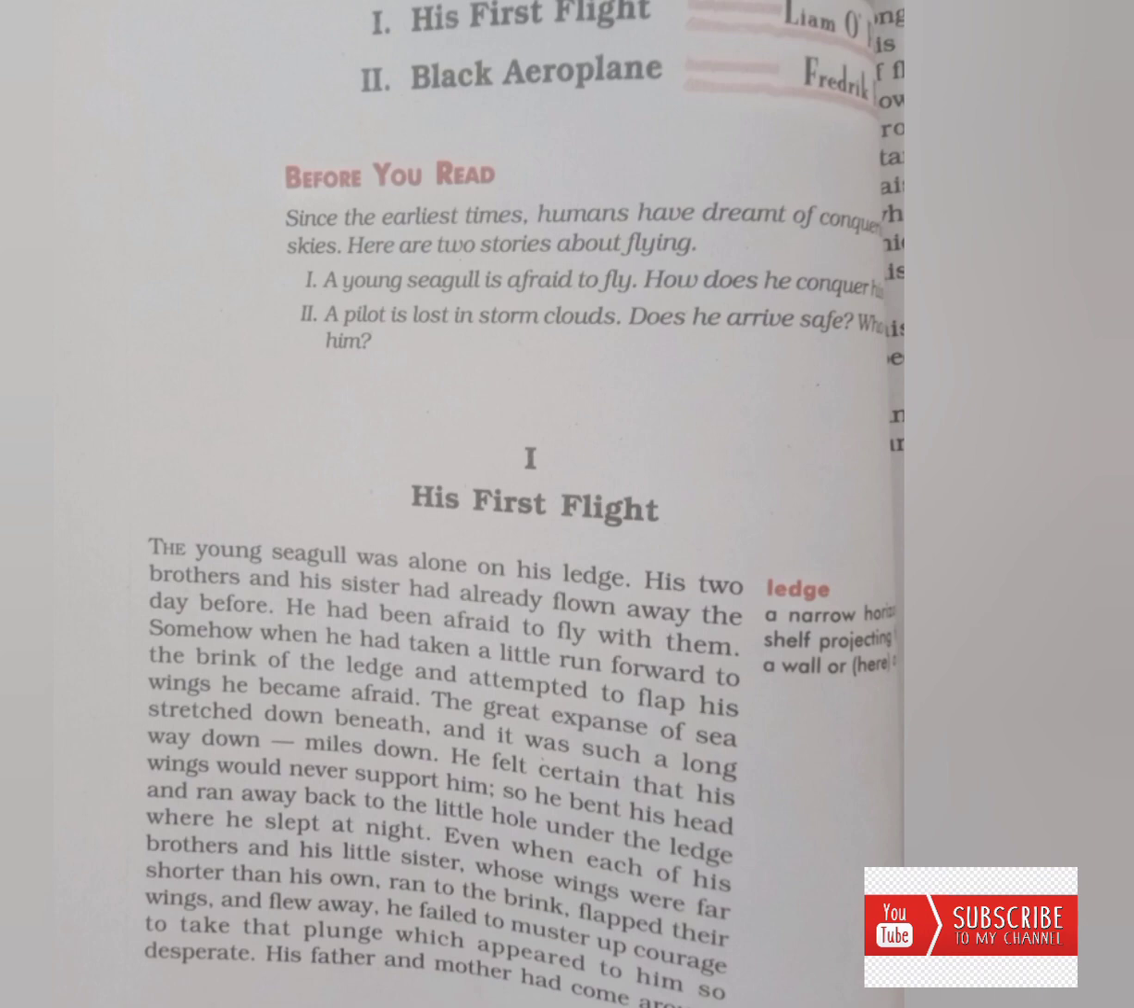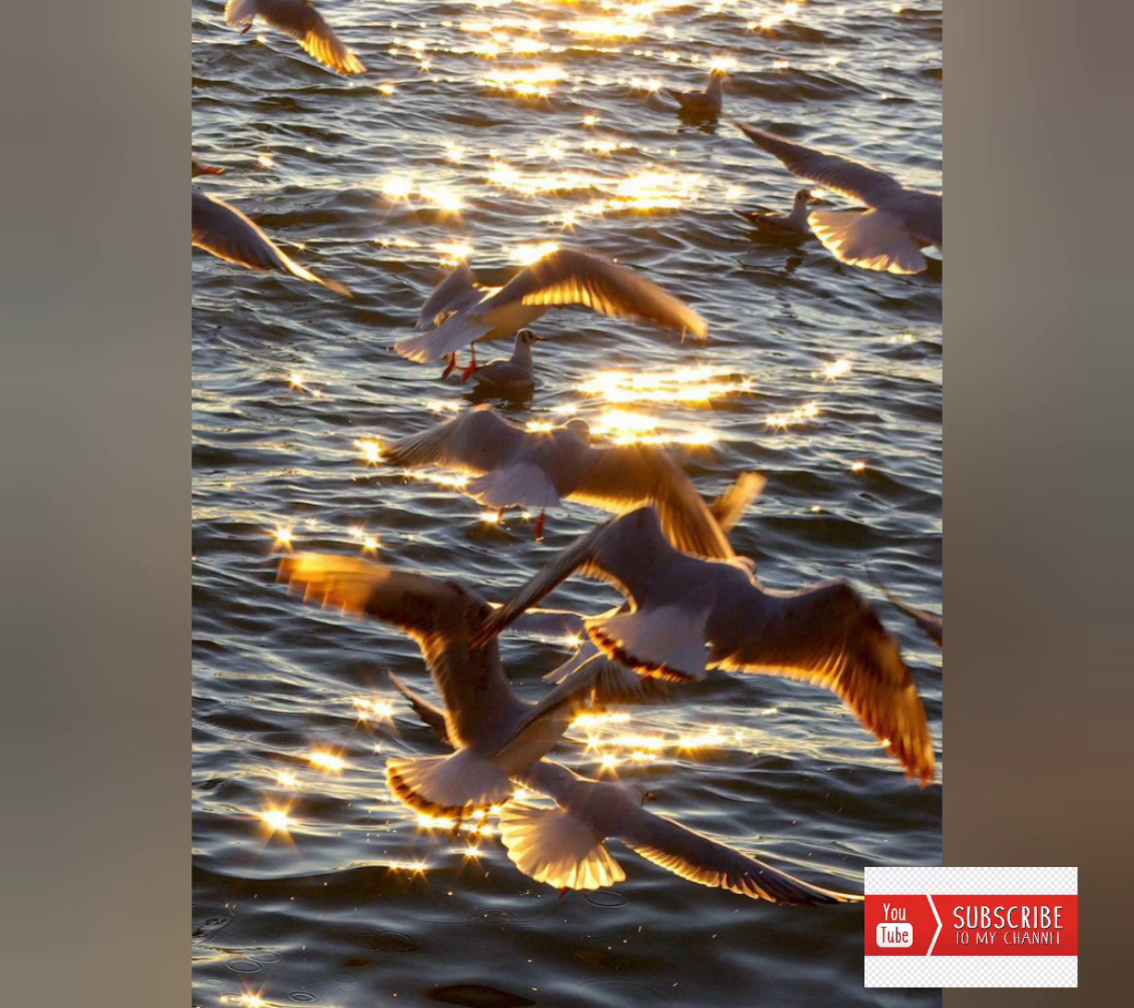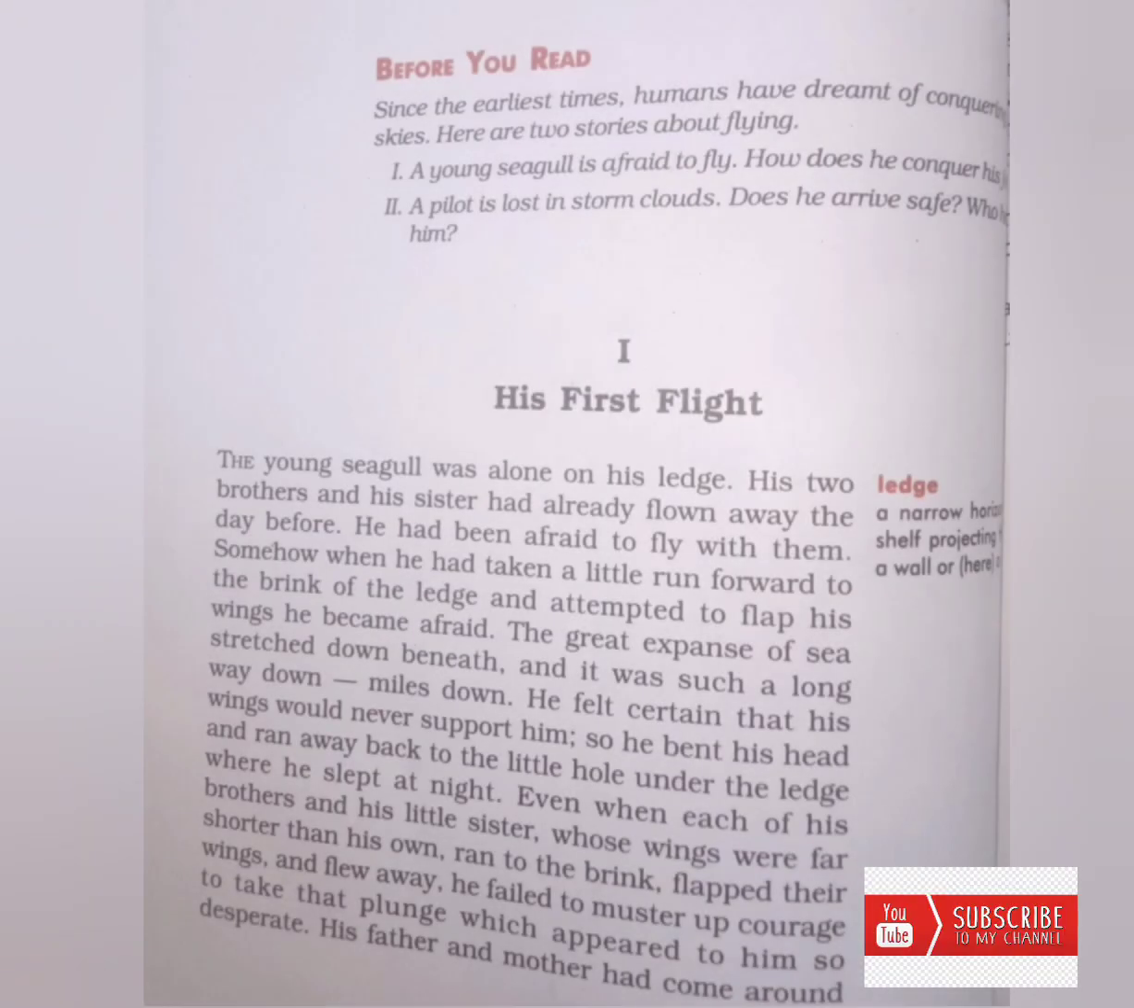The characters who are going to be discussed in the story are the young seagull, who can be called the protagonist, the important character of the story, and his parents, and also his two brothers. Here the young seagull is personified as a he. Personification is used here. So his two brothers and one younger sister. How many of them altogether? The young seagull, two brothers and one younger sister: 1, 2, 3 plus 1, 4, and the parents. These you can all remember.